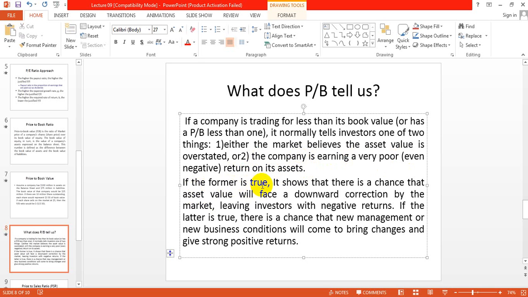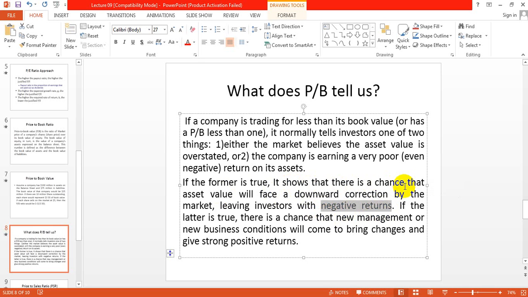If the former is true, the first one, that the investors believe that the value of the asset is overstated, then there is a chance that asset value will face a downward correction, that the asset value will come down in the market, leaving investors with negative returns. And if the value of asset in the market comes down, what will happen? The investors who invested in this company will earn negative return.